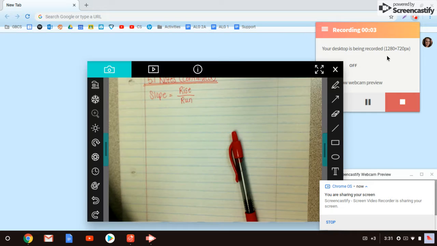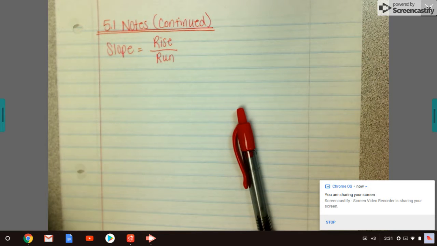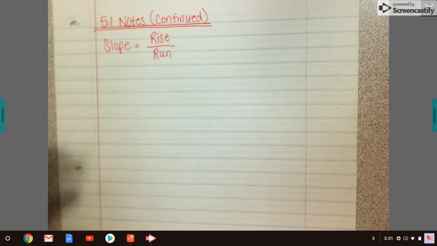We're going to walk through our notes on 5-1. This is slope again. We started it yesterday and we looked at the graphs. Today we're going to look at it from points. So we'll talk through it once. I'll give you the formula and then we'll do 3 examples of it after that.